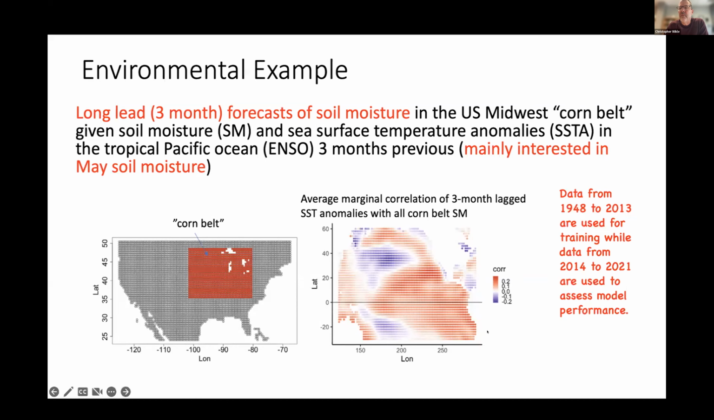We had data from 1948 to 2013 that we used for training, and then data from 2014 to 2021 to assess model performance. This is just showing you a correlation, averaging across all the corn pixels, for each pixel of the sea surface temperature anomalies, and you can see there's some significant correlation, positive and negative, over large swaths of the Pacific Ocean. This suggests there's probably some skill, and some previous work had shown there's long lead skill for this kind of prediction as well.